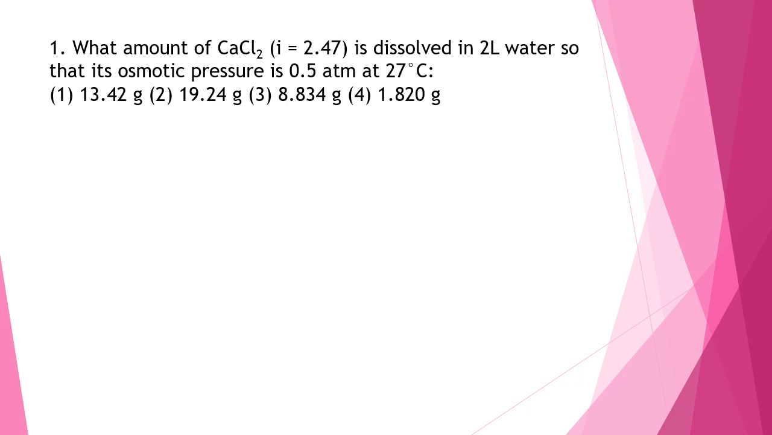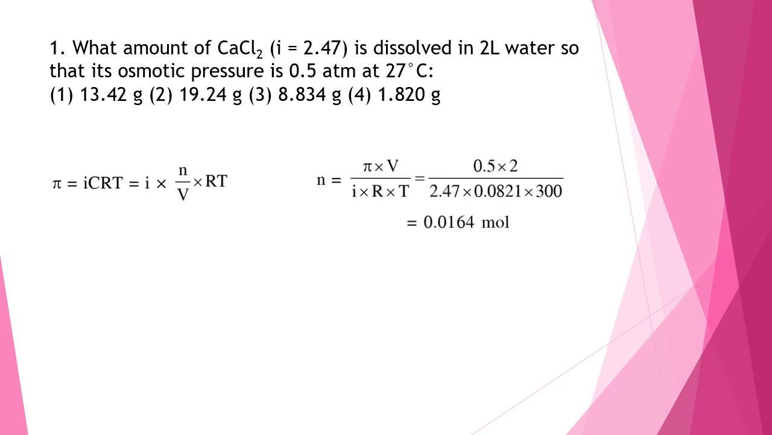Question 1. What amount of CaCl2 is dissolved in 2 liter water so that its osmotic pressure is 0.5 atm at 27 degrees Celsius? So for osmotic pressure, we know the formula pi is equal to iCRT. Now we can write concentration as n by V. So by this formula, we can find the number of moles. We have the value of pi, we have the value of V, we have i, we also have R and T. So when we solve this, we get 0.0164 moles.